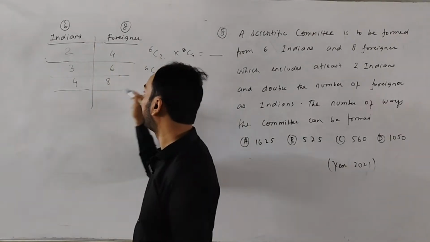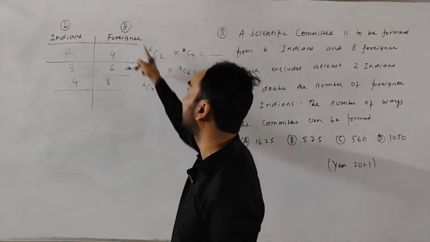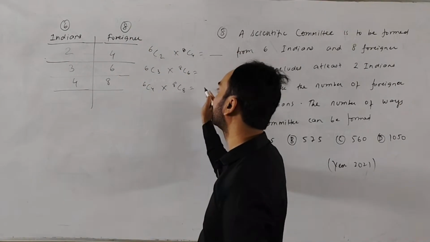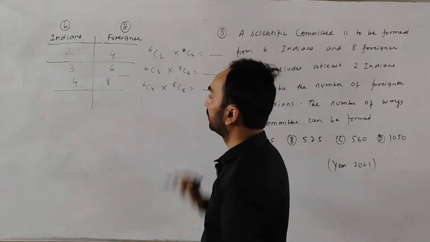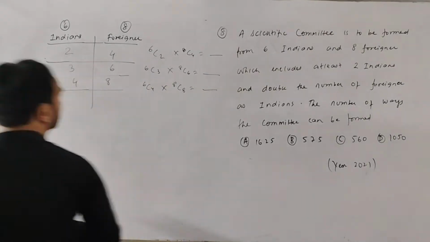This can be done in, if we are choosing 4 Indians from 6 Indians, 6C4 ways. And if we are choosing, there is no other choice, so 8C8. Correct? Find it and add. Okay. Let me do the calculation again.